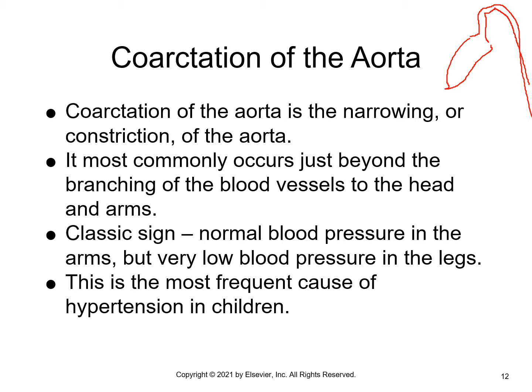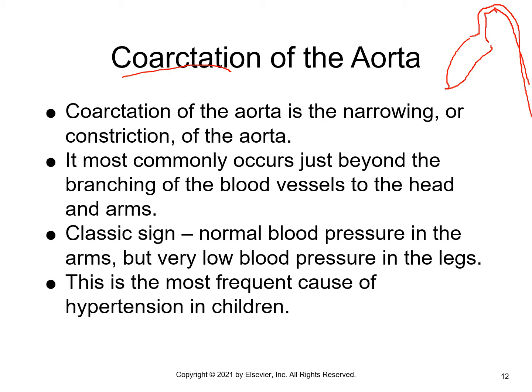So let's say right here, it becomes very, very narrow. Now, when it becomes very, very narrow at that one coarcted area, then that is going to make it very difficult to push blood through there. Because of that, it's going to increase the pressure on the left ventricle. So with coarctation of the aorta, we have the narrowing or constriction of the aorta. It's usually just beyond the branching of the blood vessels to the head and arm, which is actually fortunate.